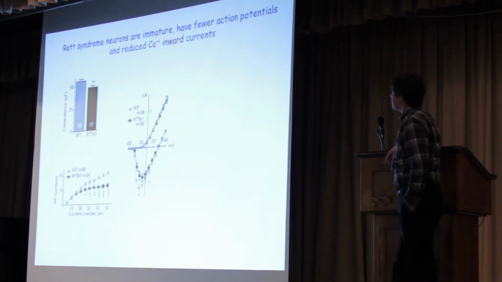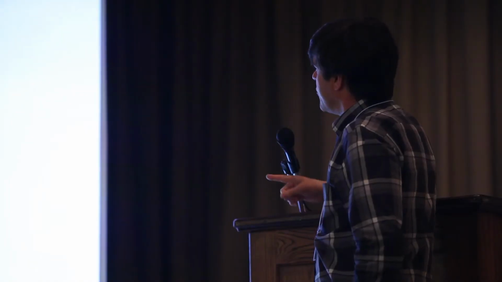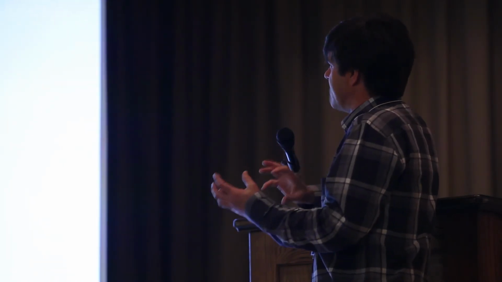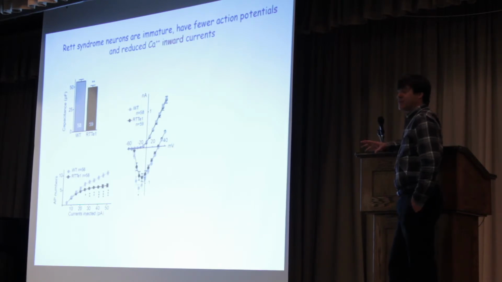So when we do this on Rett syndrome with Mike Salter, what we find is that those neurons are immature. They have fewer action potentials, which are the real signals from one neuron to another, and they have reduced calcium inward currents as it's described. So the upper bar graph talks about capacitance. This is essentially the amount of electricity stored in that neuron. And the Rett syndrome ones in the black bar have less capacitance, and that's expected because they're smaller.